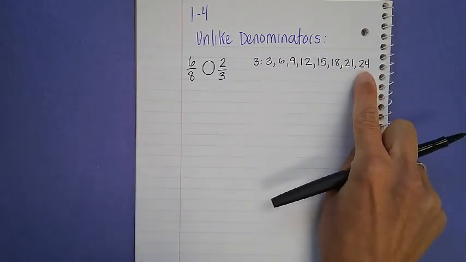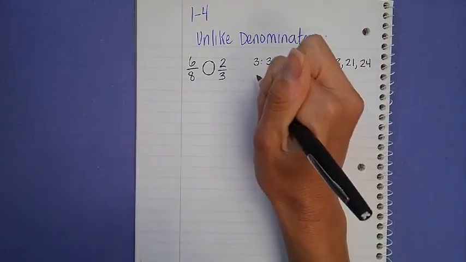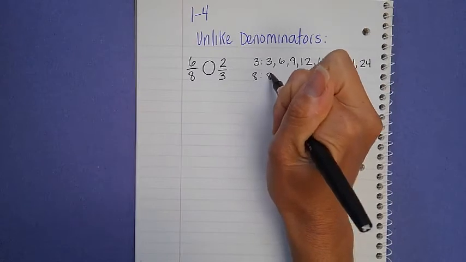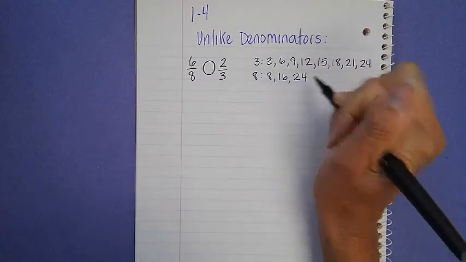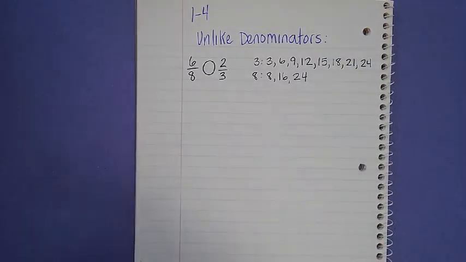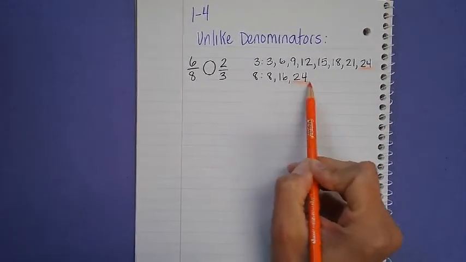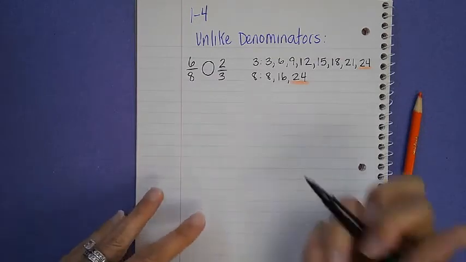And I said 8, so that kind of perked up my mind thinking, well, I have an 8 here, maybe that's going to be the common denominator. So 8 times 1 is 8, 8 times 2 is 16, 8 times 3 is 24. So I see that this 24 is going to be my least common multiple that 8 and 3 have in common, and that's what I'm going to change them to.